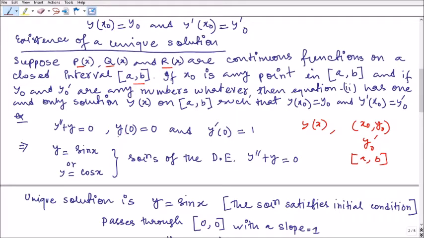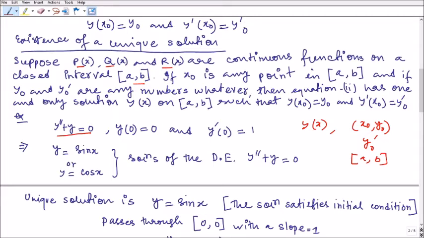Suppose this is the initial value problem. Here y double dash plus y equal to 0 is the second order differential equation. It is a linear differential equation with constant coefficients. The coefficient of y is a constant one, and the coefficient of y double dash is a constant one. Now this differential equation has two solutions, either y equal to sine of x or y equal to cos of x.